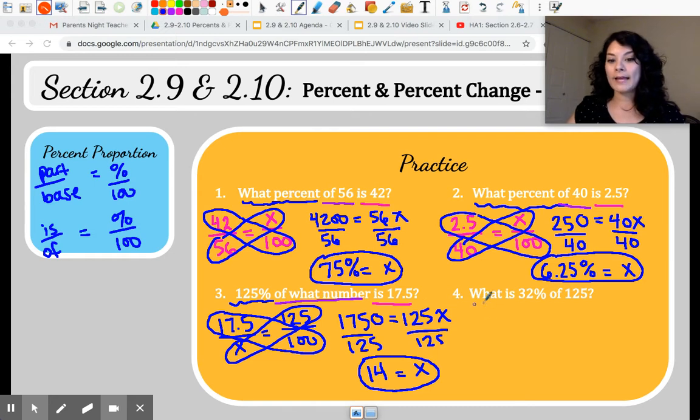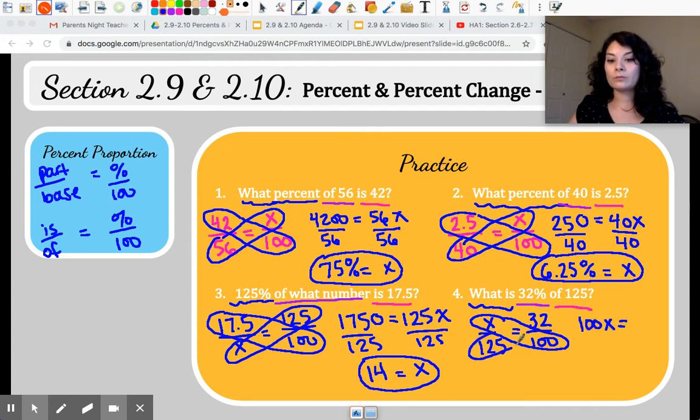Okay, last one. What is, so in this case, I'm looking for my is, 32% of 125. So now I don't know my is value, so that's going to be my variable. But I know my of is 125, that's my base, and 32 is my percent, and it's being divided by 100 because every percent's a ratio out of 100. I'm going to cross multiply to get one of my products. That's going to give me 100x.